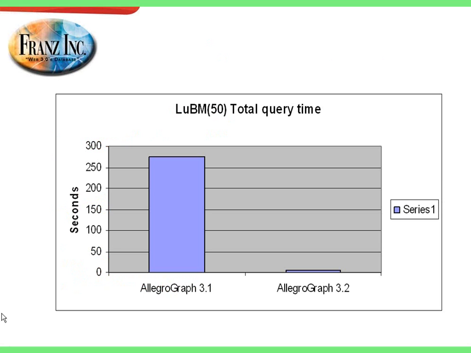So first let's look at the comparison between our current AllegroGraph and the one that will come out within a few days. If you look at the total query time for all our 14 queries, it was taking more than 250 seconds, and now we're done in just 2-3 seconds. So it's almost 100 times as fast.